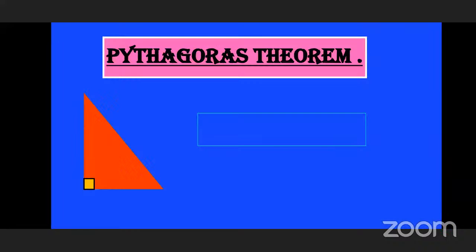Yes. See, here you can see a right angled triangle where C is the hypotenuse. Okay, C is the hypotenuse and B and A are the legs. You can also say that A is the base and B is the height of the right angle triangle. Now, what our mathematician has discovered, that we will see. See, he has discovered the formula.